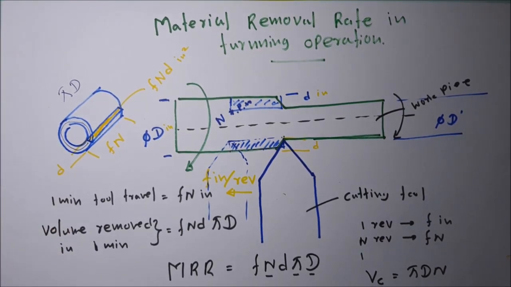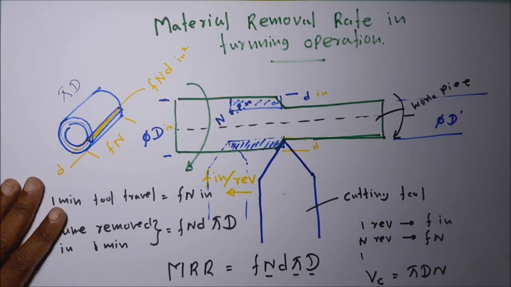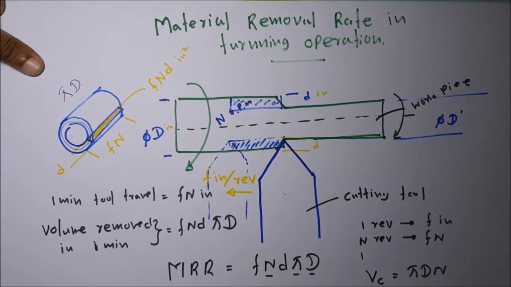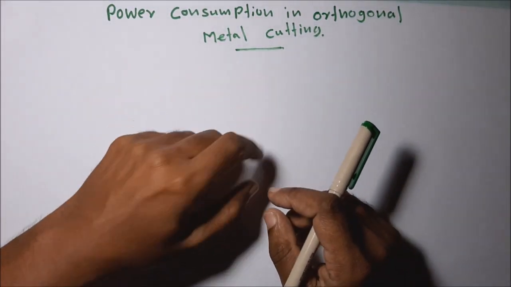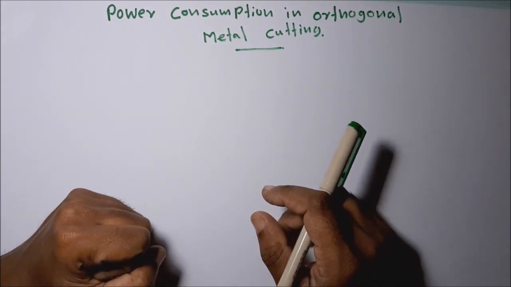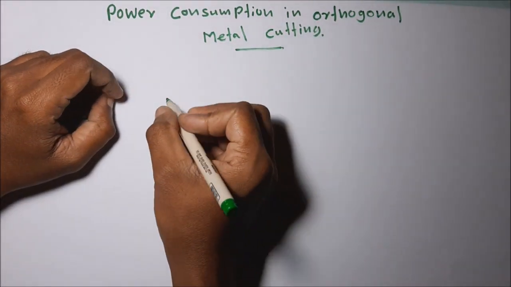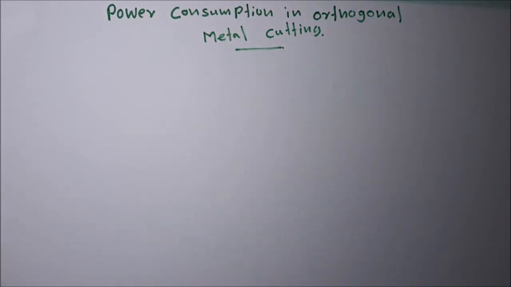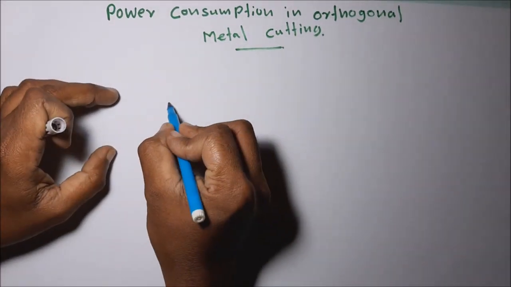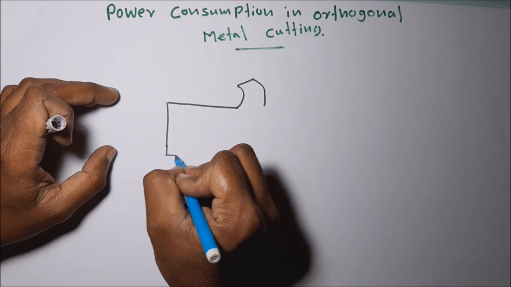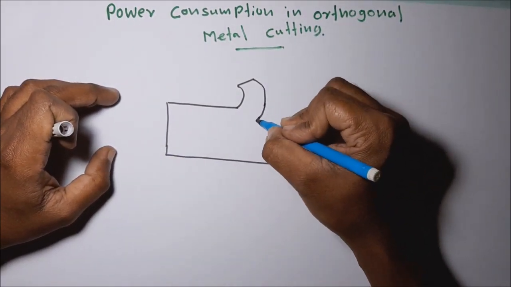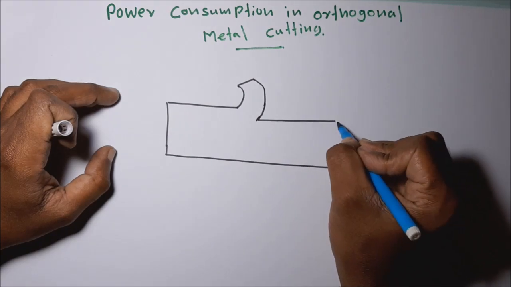Then next we are going to calculate machining power in orthogonal machining operations. Let's move to that topic. The next theory part is power consumption in orthogonal metal cutting operation. For any orthogonal metal cutting operation, we can draw this kind of diagram indicating these parameters. This is the workpiece.